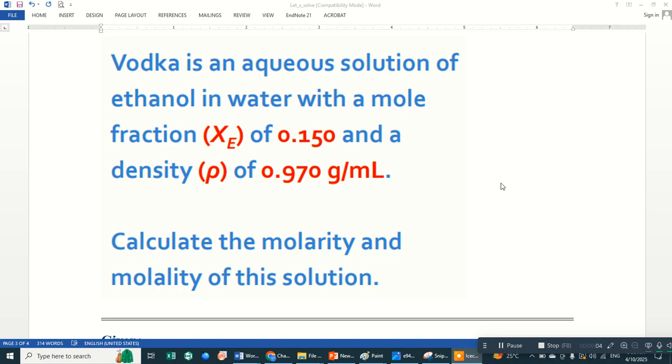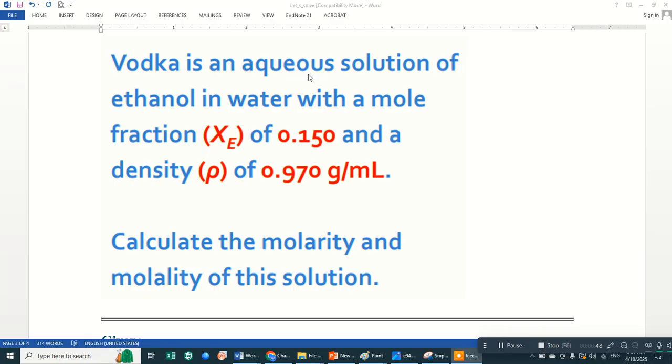Our next numerical is the calculation of molarity and molality from the mole fractions. In the last video, we calculated molarity and molality from percent solutions. In this numerical, we will solve how we can change mole fraction into molarity or molality, or in other words, how we can calculate molarity and molality from given mole fractions. We will understand this problem step by step.